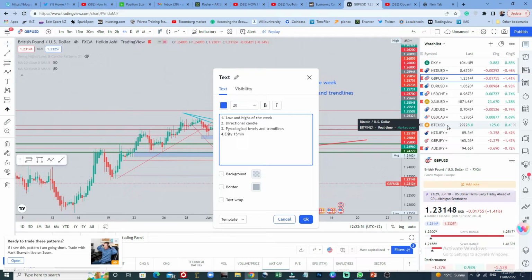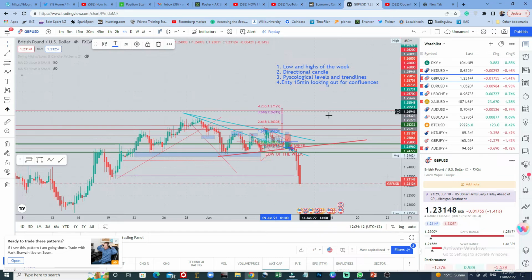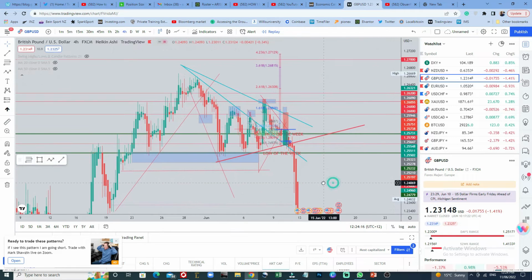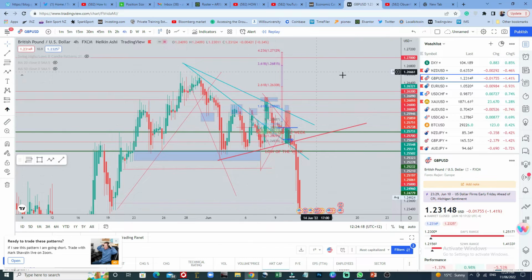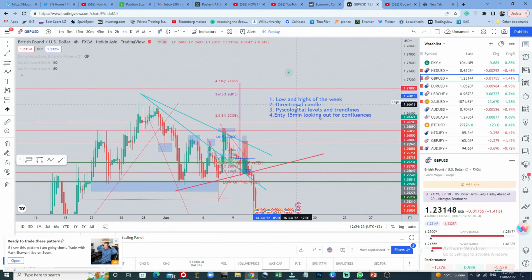Entry, looking out for confluences. So this is what I used to trade the GBP USD, and it actually worked out fine. These are the key elements in my analysis, and the analysis will require a lot of lines to meet. I'll just explain it quickly, and I'll bring this down so you can see what I mean.